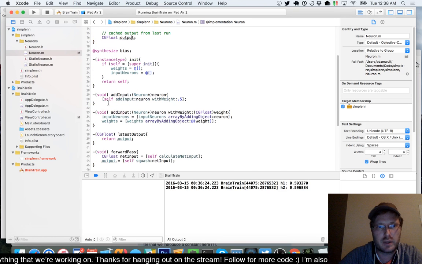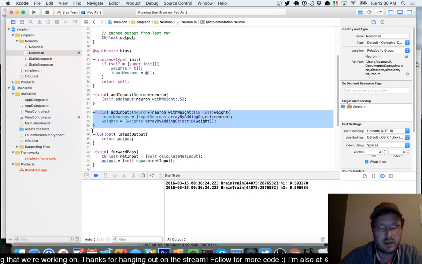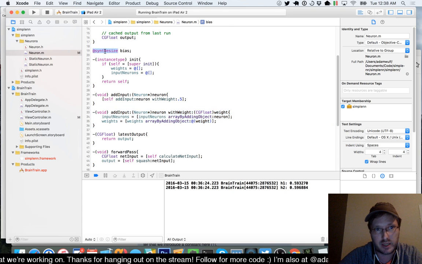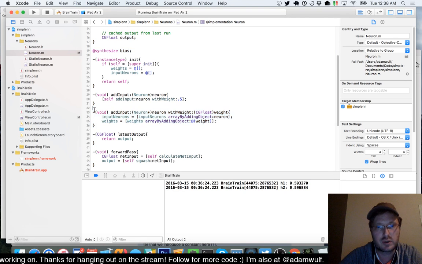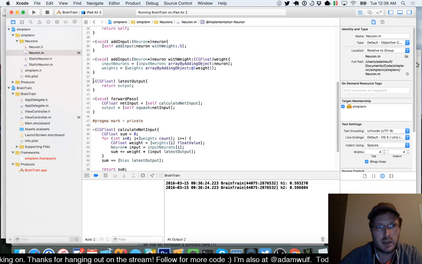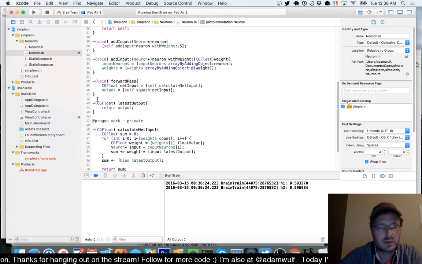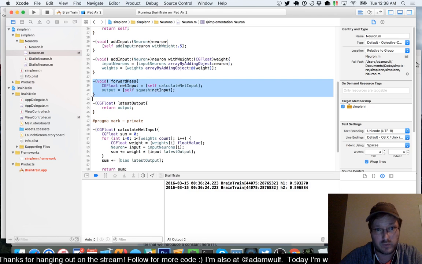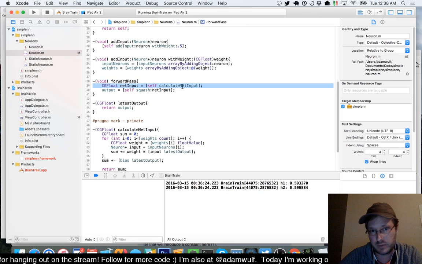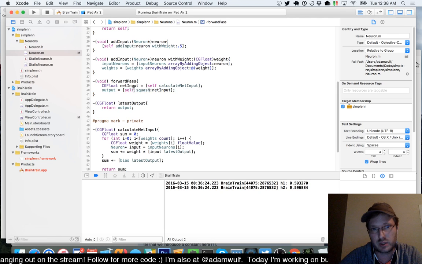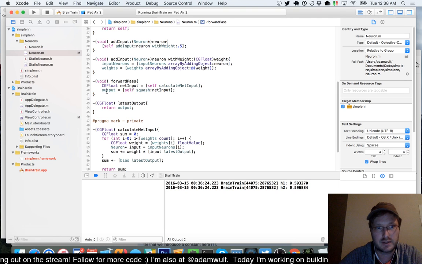And so then we add a couple inputs. We set the bias of the neuron. We add a couple inputs to the neuron, right? I'm going to move this down here so they're in chronological order. We then do a forward pass, which calculates the net input and then squashes that net input using our nonlinear formula. It saves that as its output for that round, and after that round, that's just what it's going to use as its output, right?